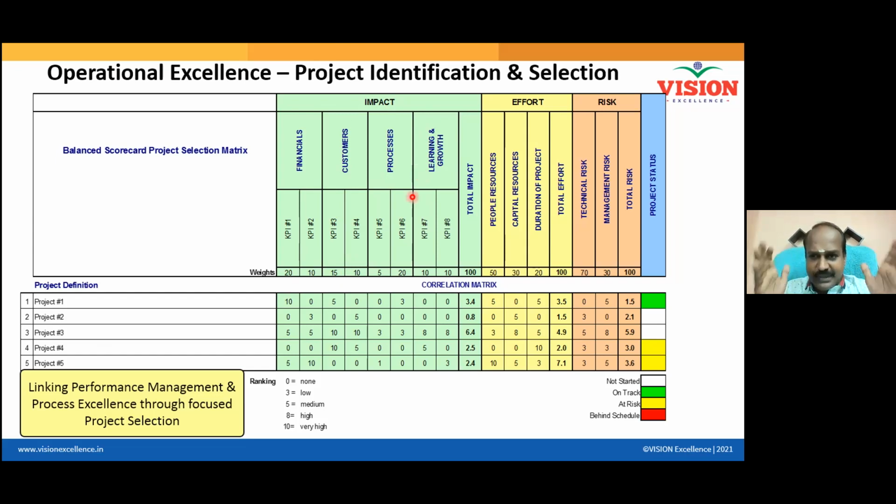So what is your current strategy? Accordingly, the weightage will differ. Accordingly, the projects will fall in line. Accordingly, it will get prioritized. And now the impact is understood.